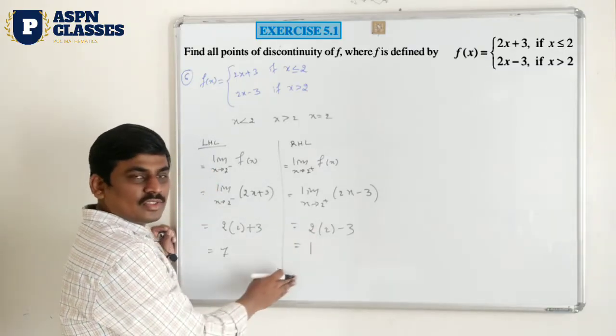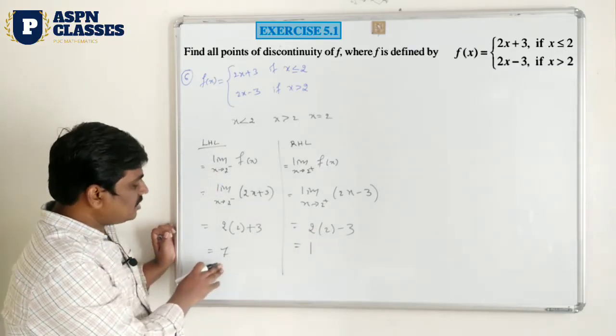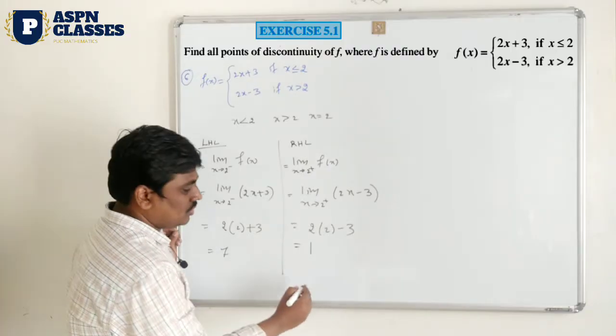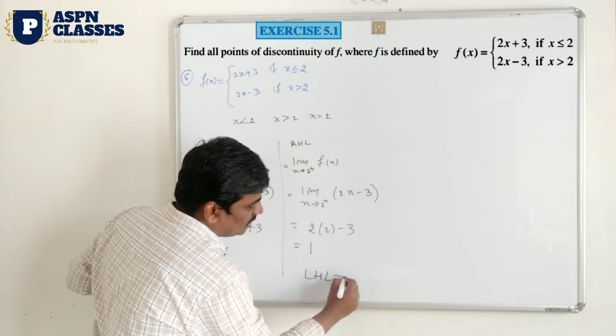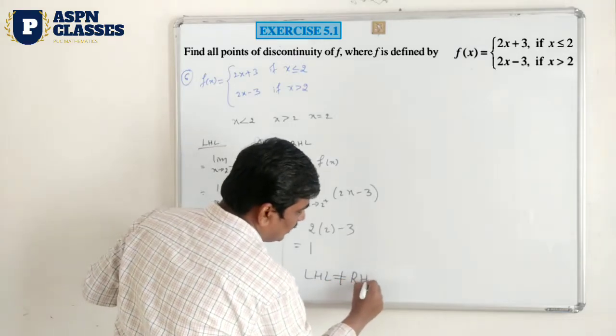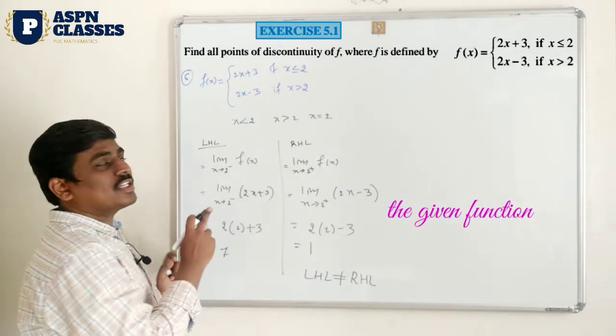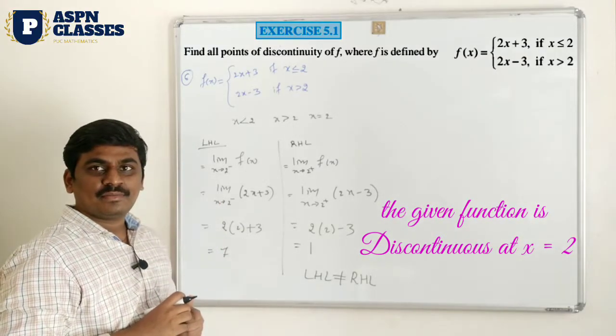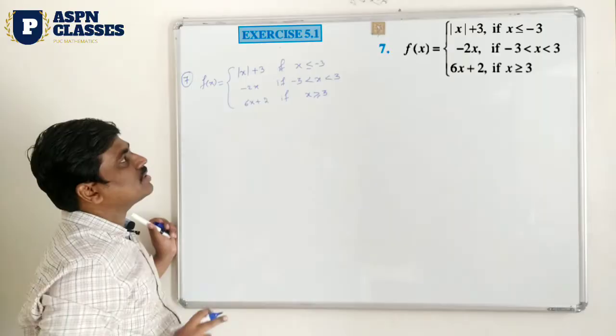Correct? Okay, so now observe here: the LHL limit is 7, the RHL limit you get is 1. Are these two equal? No. So LHL is not equal to RHL, therefore the given function is discontinuous at x is equal to 2 only. Okay, next example, observe here, the 7th one.